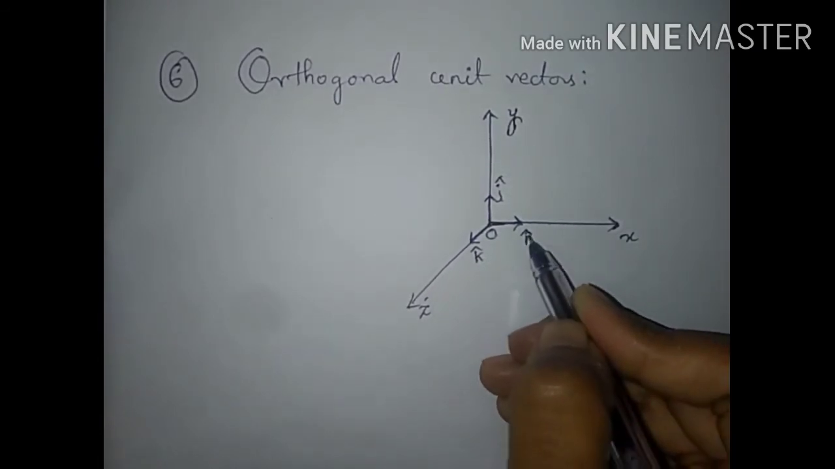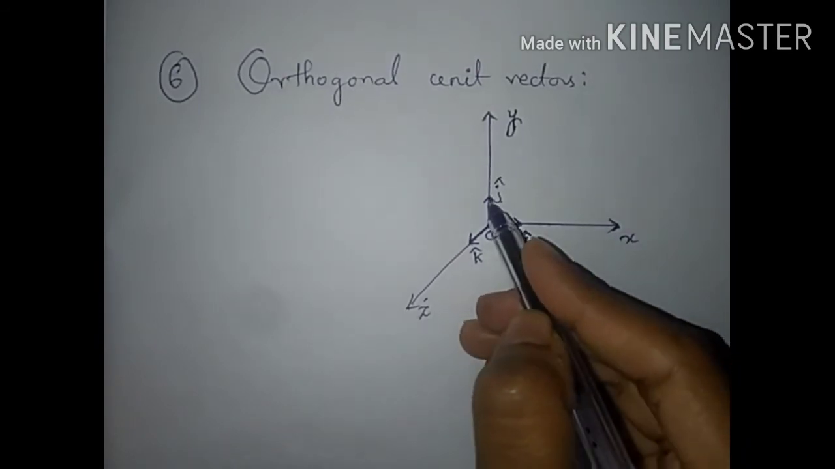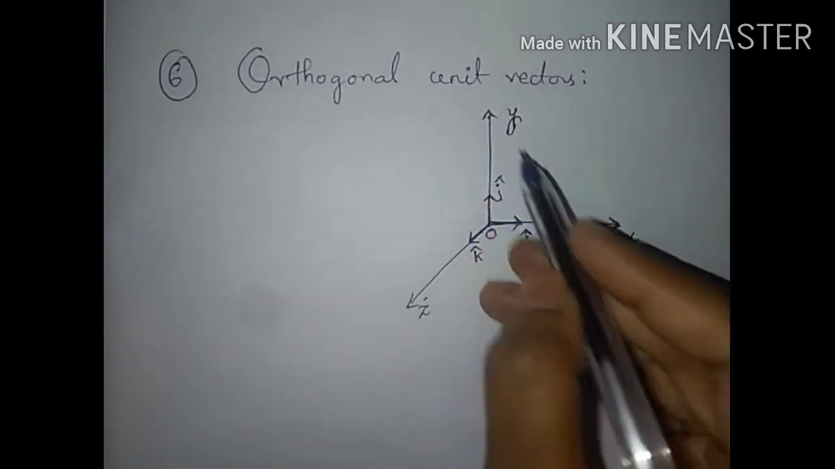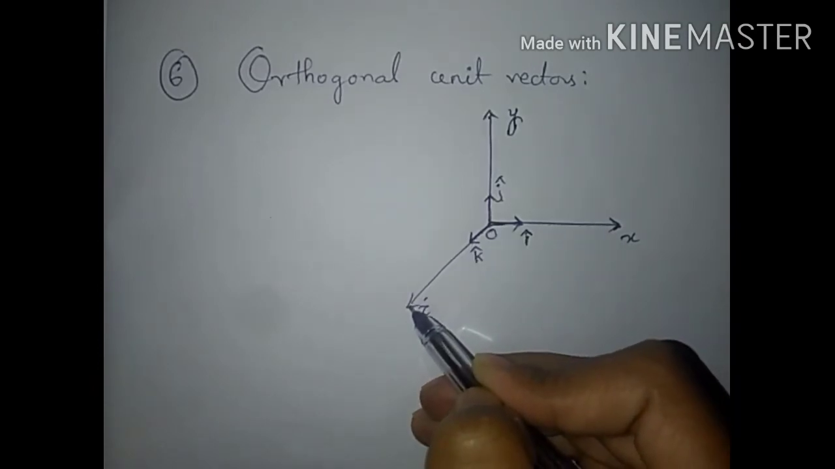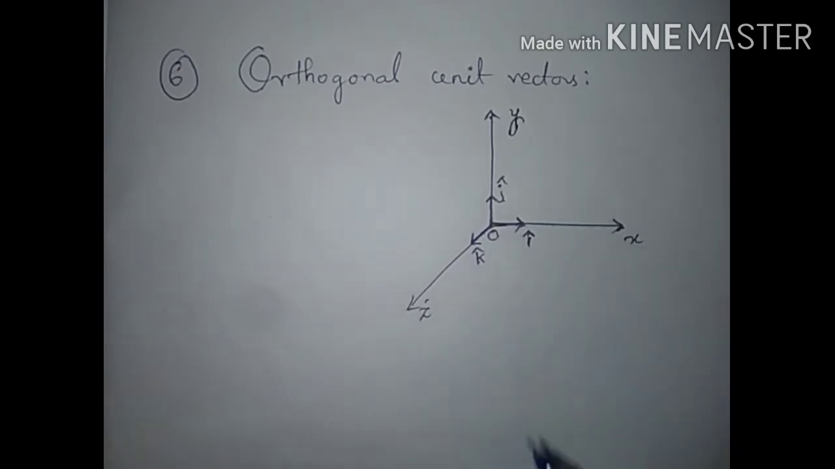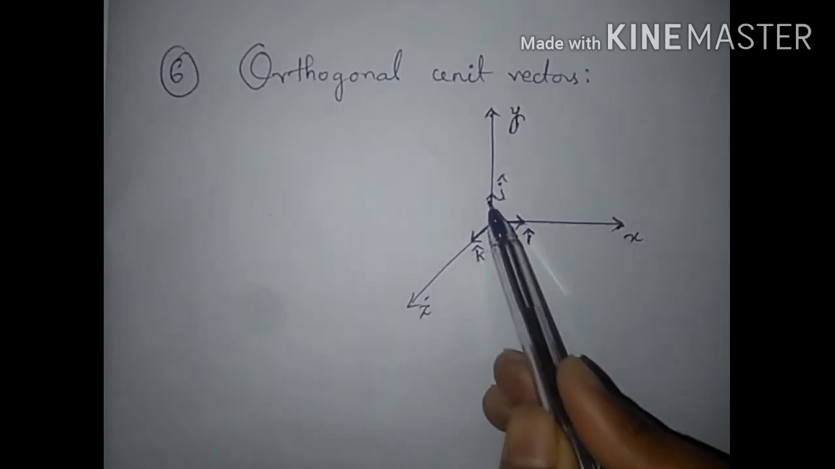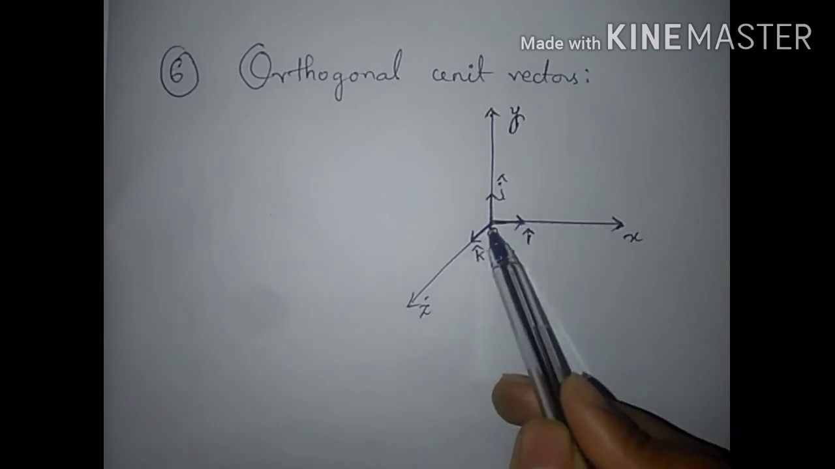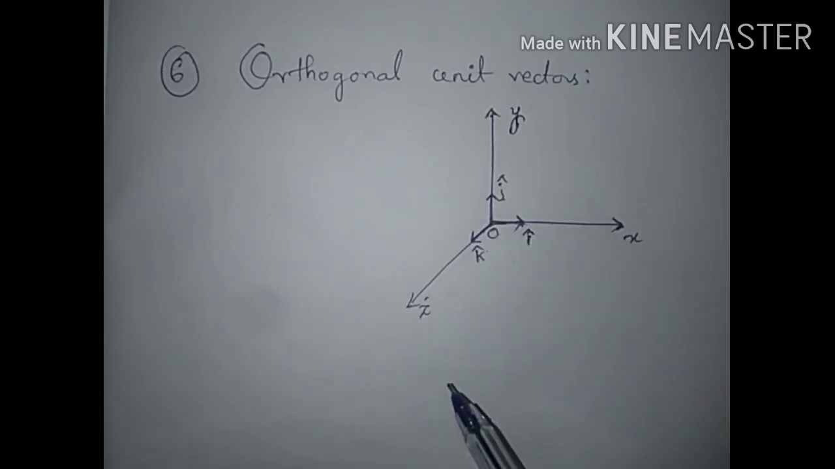So i cap is the unit vector along the x-axis, j cap is the unit vector along the y-axis, k cap is the unit vector along the z-axis. You have three unit vectors which are mutually perpendicular to each other. Hence, these are known as orthogonal unit vectors.